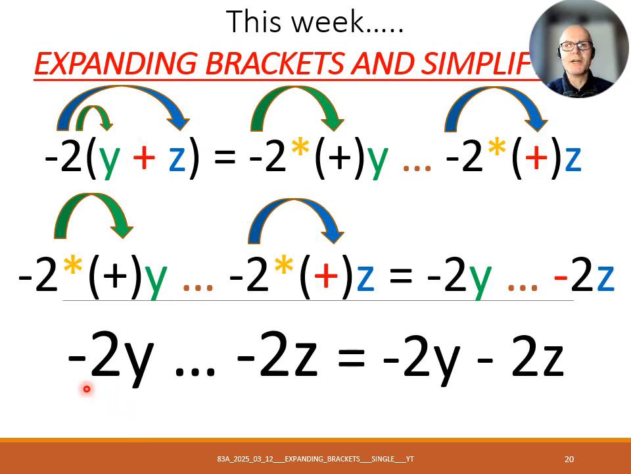So we have the two parts of our equation, negative 2y and negative 2z. Our answer is going to be negative 2y from here. Then we're going to change the negative 2z into subtract. Subtract 2z. So our answer is negative 2y subtract 2z.